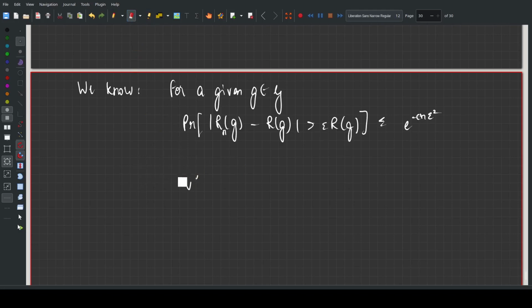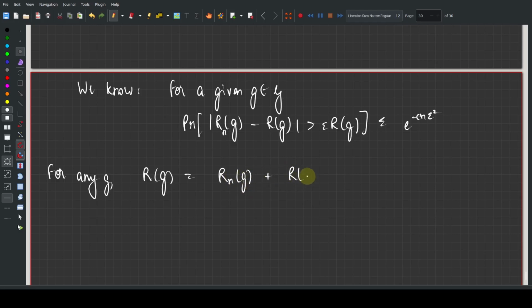let me try to put it in a slightly different way. So ultimately I want a bound on R of G, right, for a given G. So for any G, I can write R of G to be equal to Rn of G plus R of G minus Rn of G. Done nothing here. But this is less than or equal to Rn of G plus the maximum value of this particular one over all possible G.